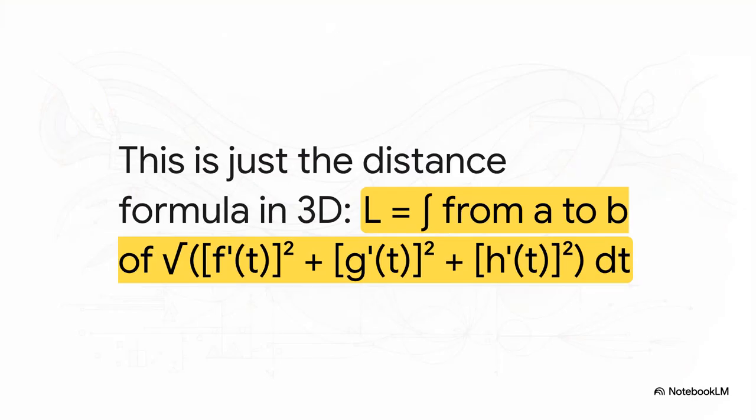That's it. Now, when we break it down into the x, y, and z components, it looks like this monster. But don't let it scare you. I promise this is just the Pythagorean theorem in 3D. All we're doing is taking the speed in the x direction, squaring it, adding it to the speed in the y direction squared and the speed in the z direction squared, and then taking the square root of the whole thing. It's just how you find the total overall speed at any given instant.